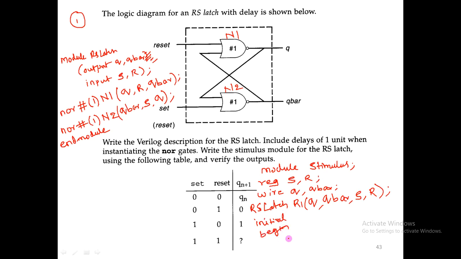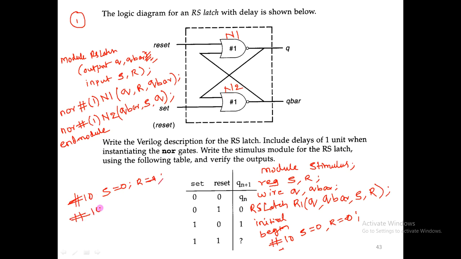So initially what shall I set? After 10 time units, let me set S is equal to 0, R is equal to 0. That's it. This is the initial value. After next 10 time units, I'll keep S at 0, R, I'll keep it at 1.